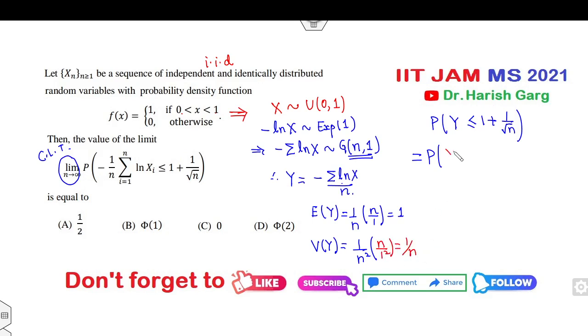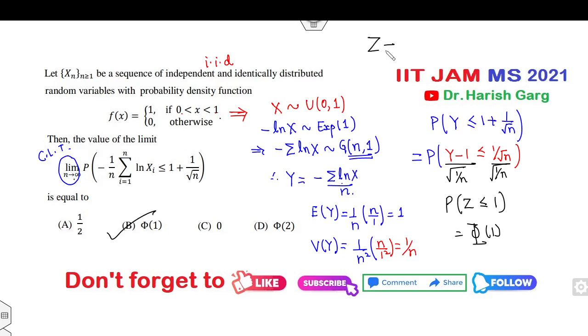So I can write this number as Y minus the mean, which is 1 over root n. I can divide it by the square root of the variance. So you can see the left hand side is my Z, the right hand side is my 1. So this part is phi of 1. So B is my correct answer. Always remember your target: whenever there is a limit n approaches infinity, write in terms of Z.